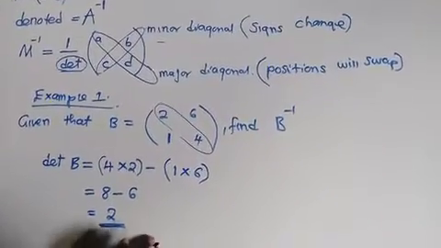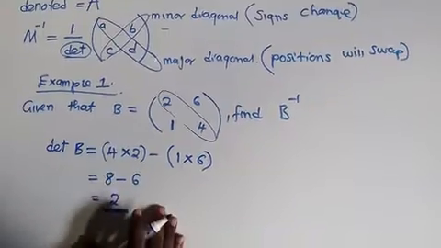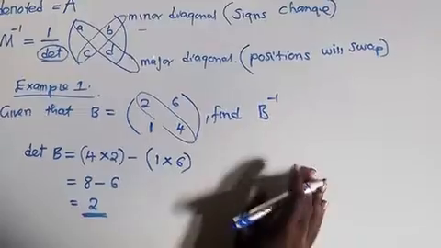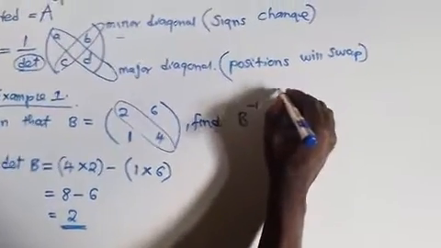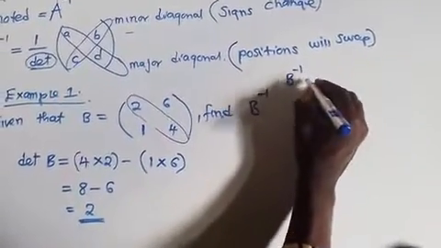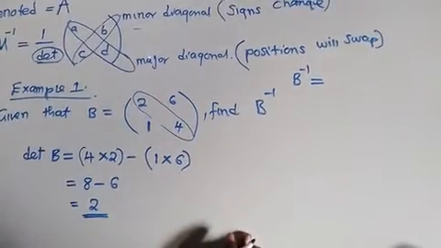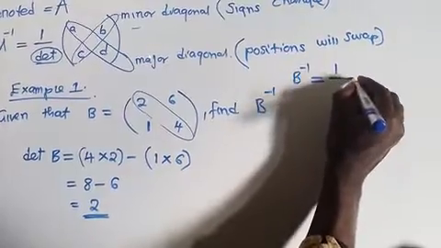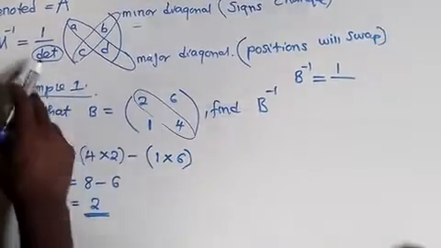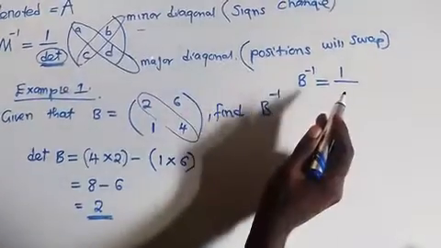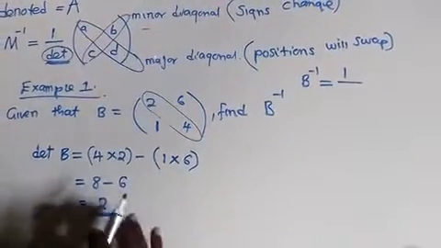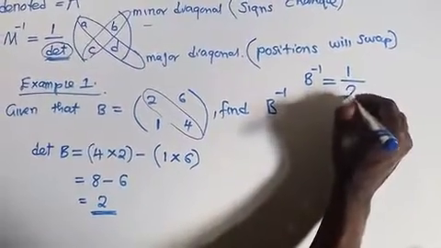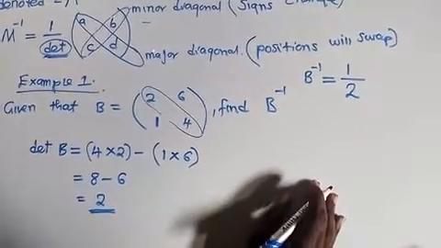After finding the determinant, this is what I'm going to do. I'm going to write it here. I'm told to find the inverse. So I'm going to say B inverse is equal to, as part of the formula, 1 over the determinant of B. Don't confuse yourself. You get the determinant here, 2, and you put that determinant there.